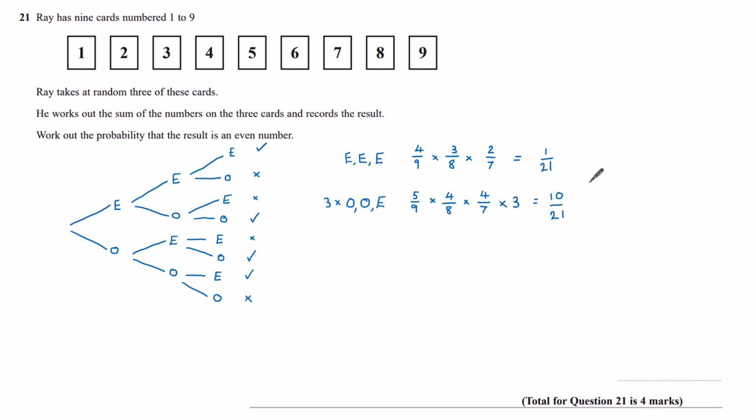Because these are the 2 cases that can give me an even number, the sum of these is my even result. So that's 1/21 plus 10/21, which is 11/21.